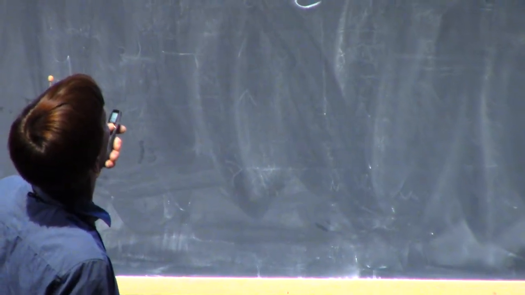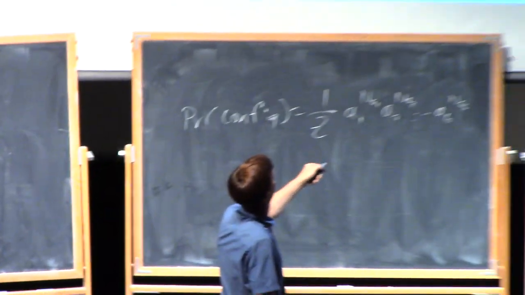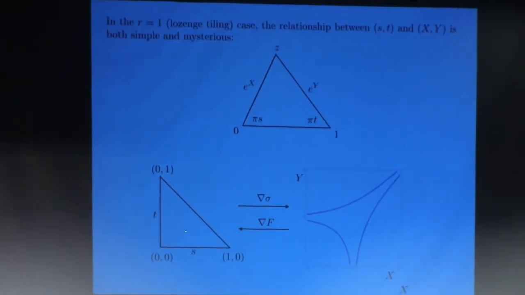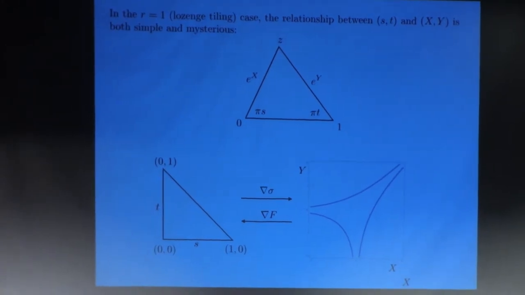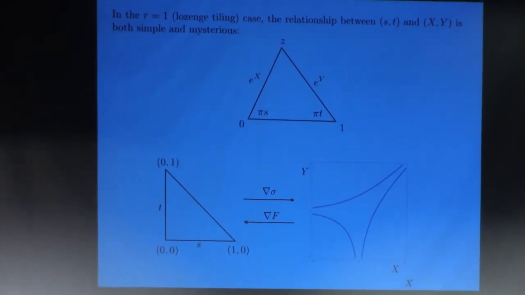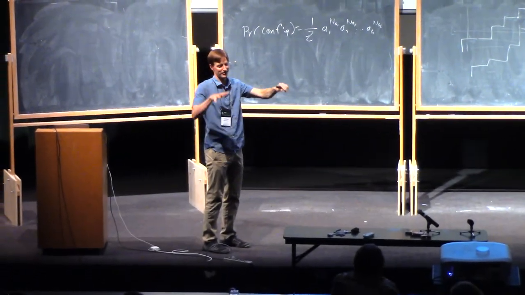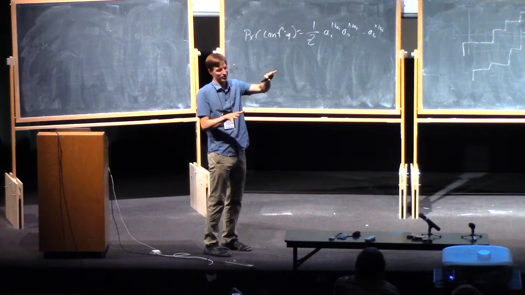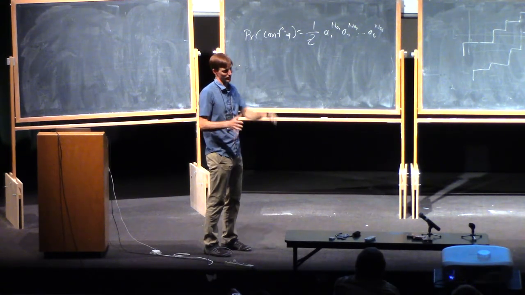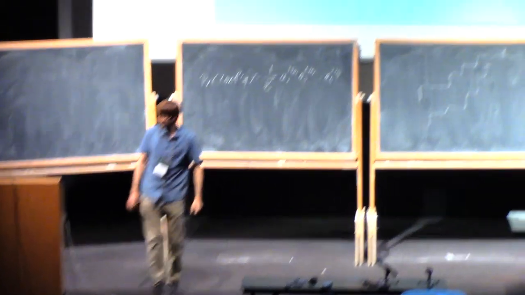While I'm at it, this is still in the case r equals 1. There were these other two. Well, let me go back one slide. Given x and y, I can tell you s and t, it's an invertible map, and the inverse is also the gradient of some function sigma called the surface tension. If you think of this Lozenge tiling model as a surface in R3, it has a certain growth rate of the number of surfaces as a function of the slope. S and T is like the slope of that surface in R3. The growth rate as a function of the slope is this quantity sigma.